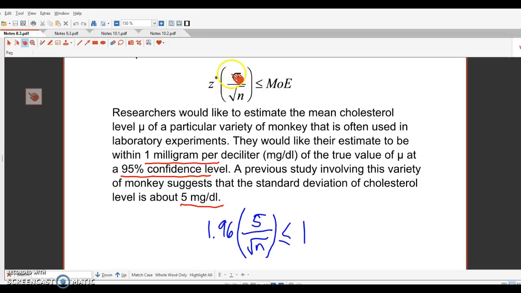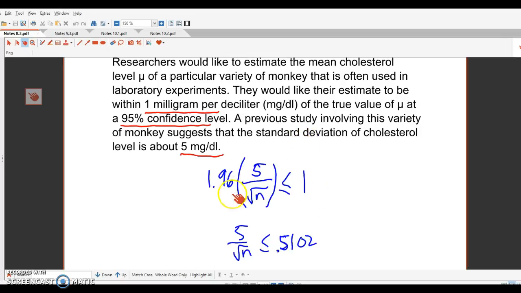So I can plug in Z, sigma, and margin of error and solve for n. Here's what that would look like. So 1.96 is the Z-star associated with 95%. Plug in 5 for 5 milligrams and the 1 for the margin of error. Notice last time we had to change this into a decimal because we were talking about a margin of error of percents, and now we're just talking about milligrams, so that does not need to change units. First thing I would do is divide both sides by 1.96.